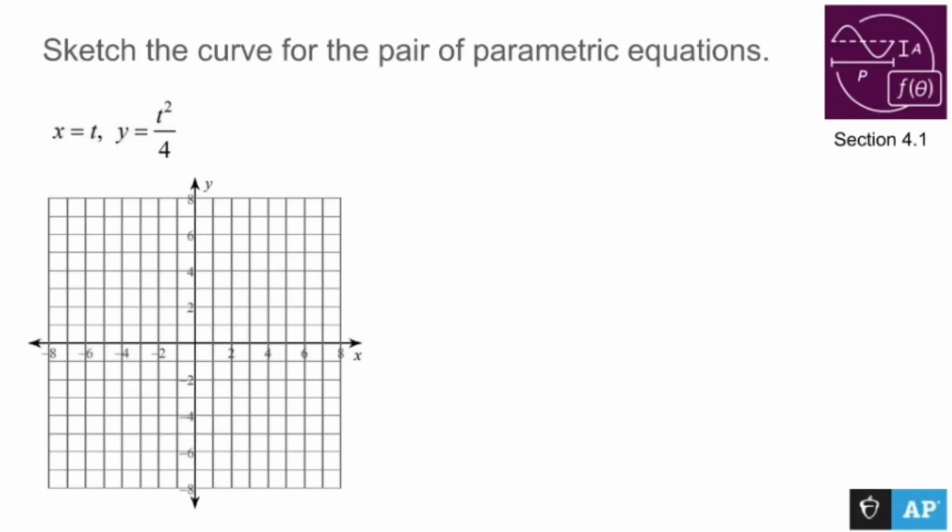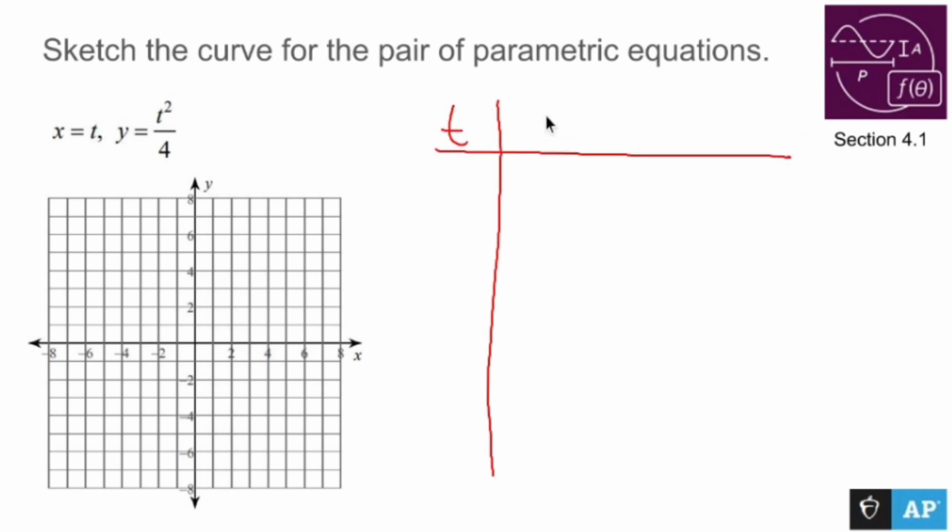Section 4.1 of AP Precalculus, I must be insane. We're talking about parametric equations. What are those, you ask? Well, basically, you pick some t values, and from the t's that you pick, you plug them into these guys and get an x and get a y, and you have points that you can plot. So let's do that. Let's pick some t values.